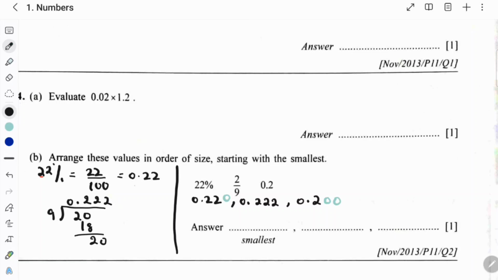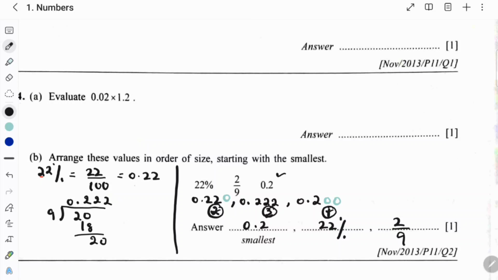Okay, so we know that it is like 200, it is like 220, it is like 222. So obviously this is coming as the first one, and the second one is 0.22. Okay, and the third one is this one. So you can write down, the first one is 0.2, the second one is 22%, and the third one is 2 over 9.